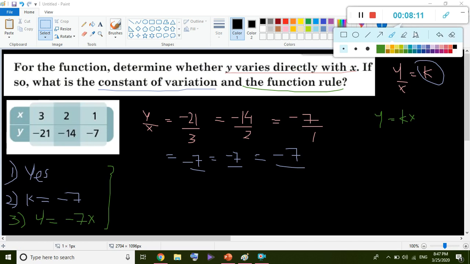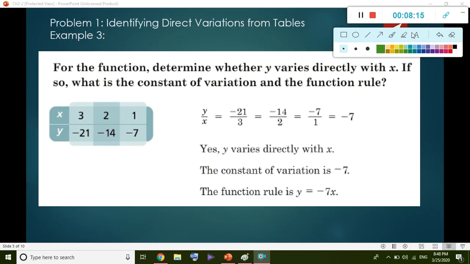Now let's check if our answer is true or not. Yes, the first thing here we got that y over x, all of them, they're equal to negative 7, so it's the same as us. So yes, y varies directly with x, and as we said, the constant of variation is negative 7, which is k equals negative 7. That's right. And the function rule is y equals kx. It means y equals negative 7x. So now we know how to find if y varies directly with x or not. We know how to find the constant of variation, and if y varies directly with x, we can find the function rule.